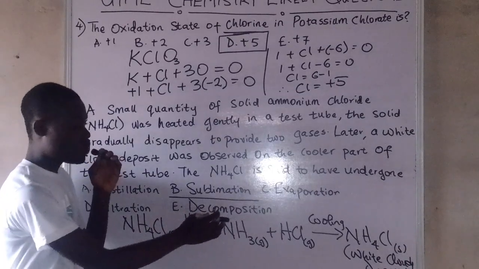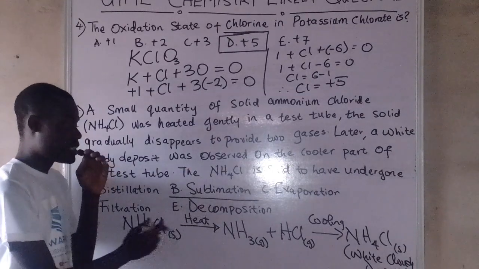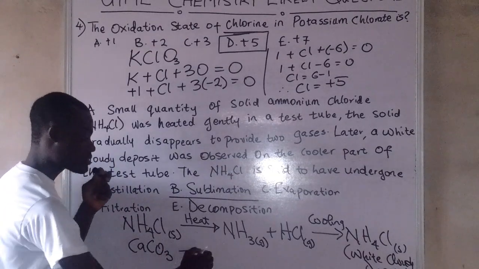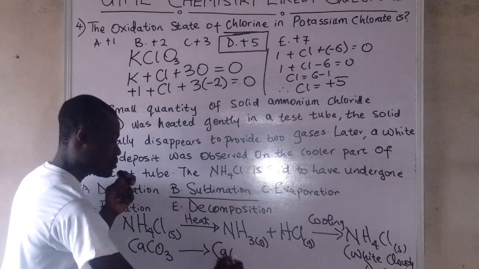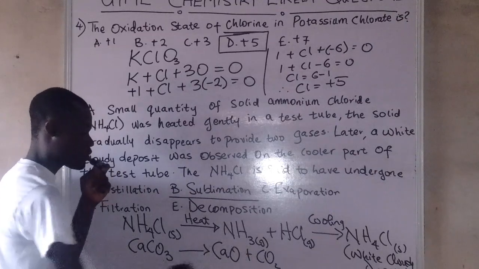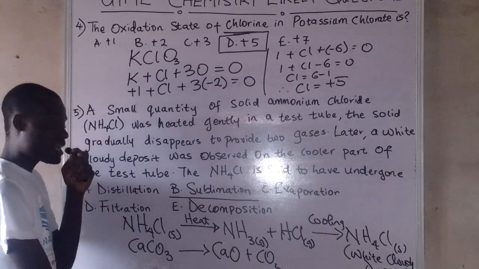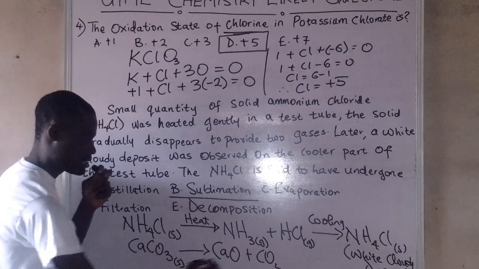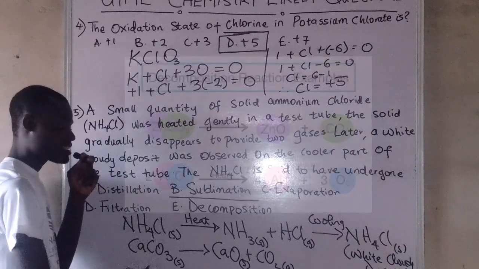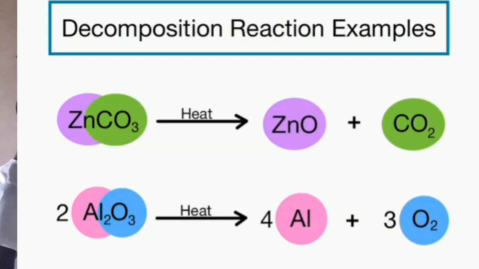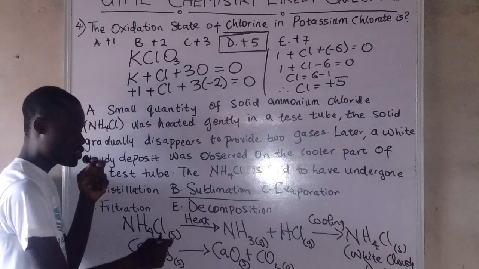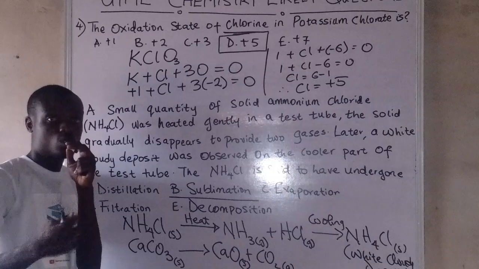Then we have decomposition. What makes this answer not decomposition is that in decomposition, let's say we have a substance like calcium carbonate, CaCO3. When this substance is heated, it decomposes to give us calcium oxide and carbon dioxide. So in this case, these two substances cannot recombine to give us this. Also, this is in the solid state, this also is in the solid state, but this is in the gaseous state. But in sublimation, that solid substance turns directly to gas without going through the liquid state. So this is a case of decomposition, but this is a case of sublimation, because this solid is moving to the gaseous state without going through the liquid state.